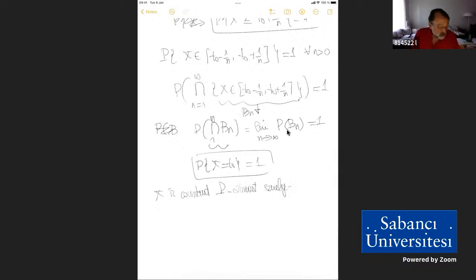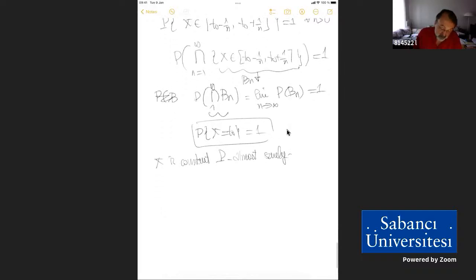Okay, so what is the use of this thing? Now, let's see what happens. This is the third part, and it is becoming interesting. Let Xn be a sequence of independent real random variables.